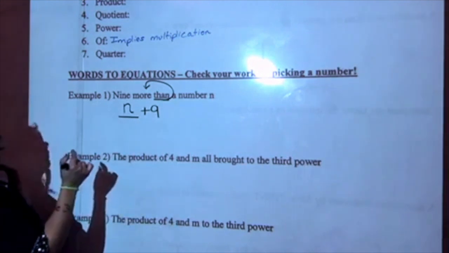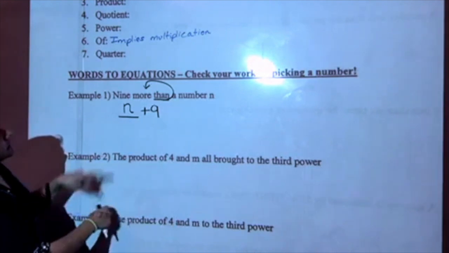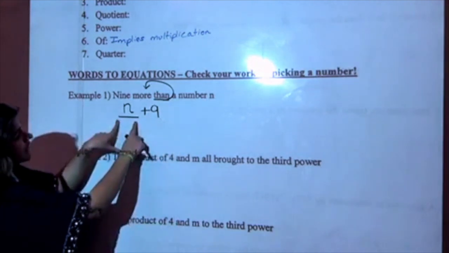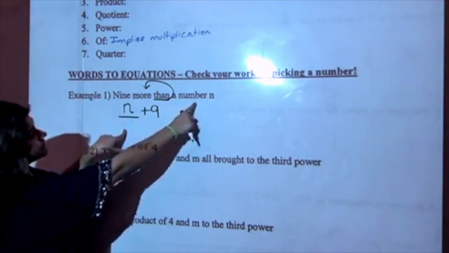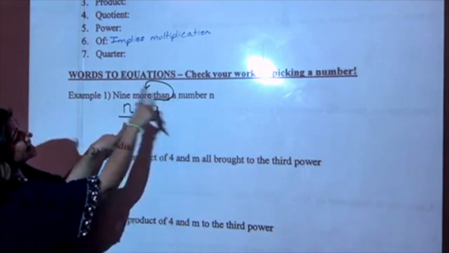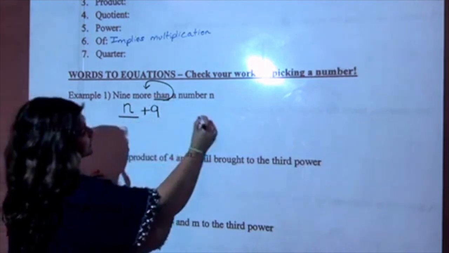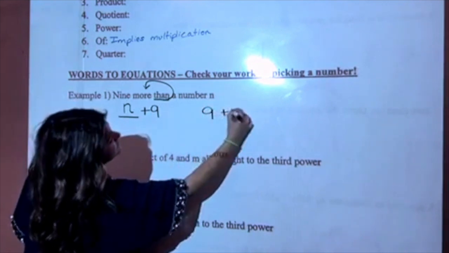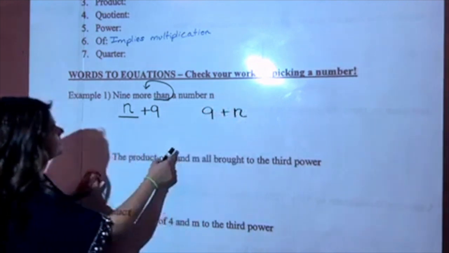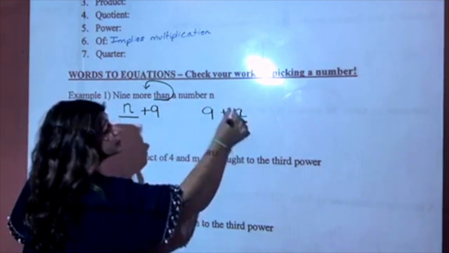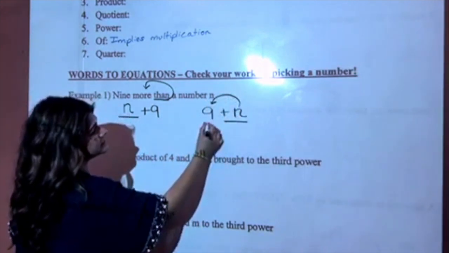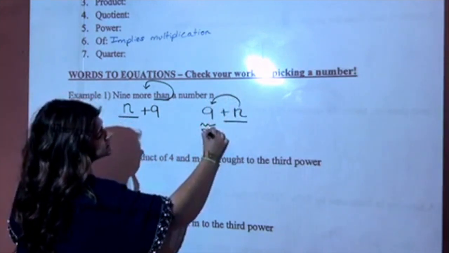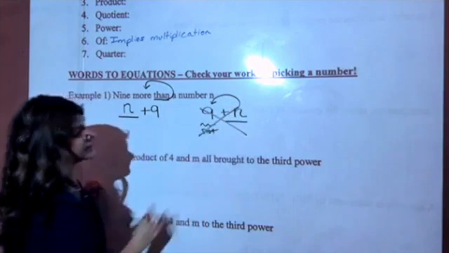We gotta hurry. Okay. So again, we have a starting point, and that number is n, and we are adding 9 to it. Now, a lot of students make the mistake of doing 9 plus n. But what that's saying is that it is n more than 9, making 9 our starting point, which is not the case.